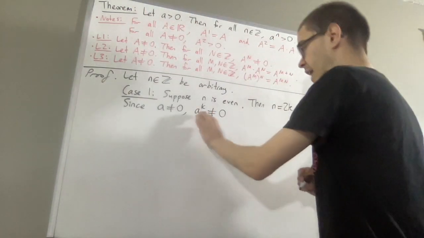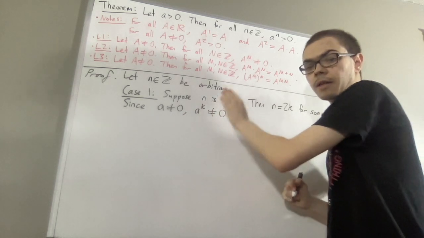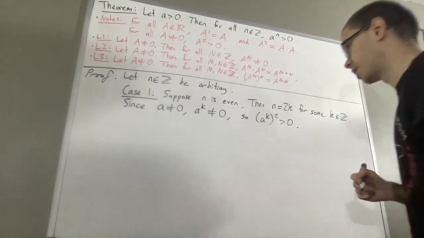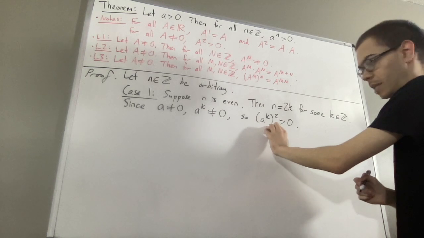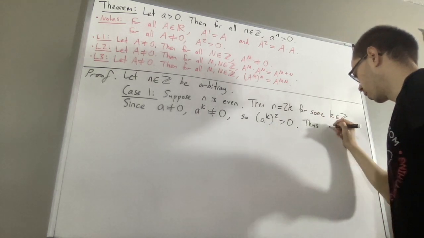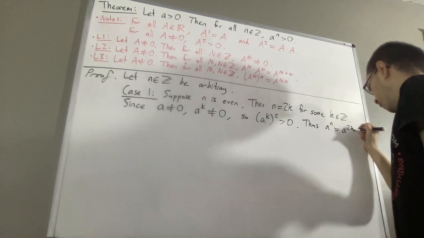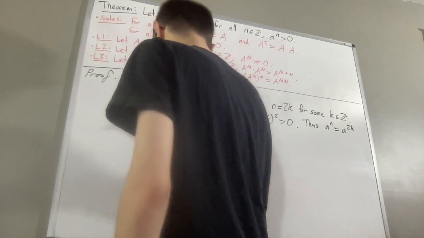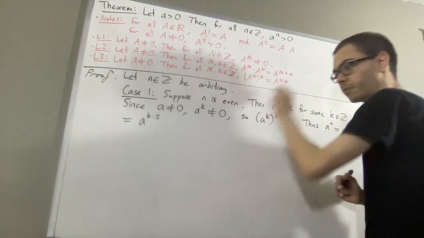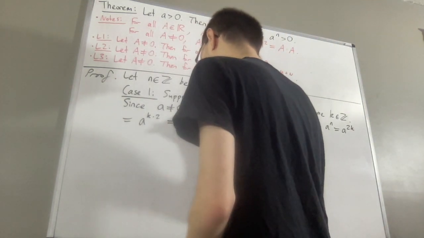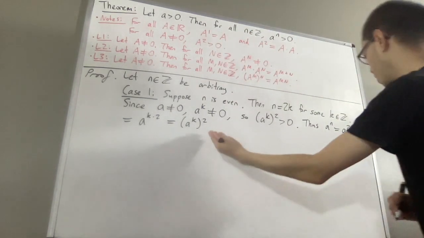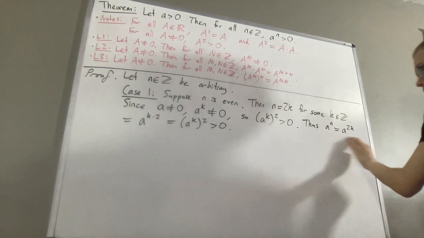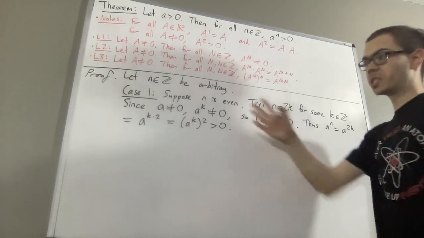And so, if we take a to the power of k and raise it to the power of 2, then a to the power of k, to the power of 2, is greater than 0. But this is precisely what a to the power of n is going to be equal to, because we know a to the power of n is equal to a to the power of 2k. Let's flip the 2 times k around. It's just a to the power of k times 2, but then we can apply lemma 3. And this is the same thing as a to the power of k, to the power of 2. And we know that this is greater than 0. So this shows a to the power of n is greater than 0. So this completes case 1.